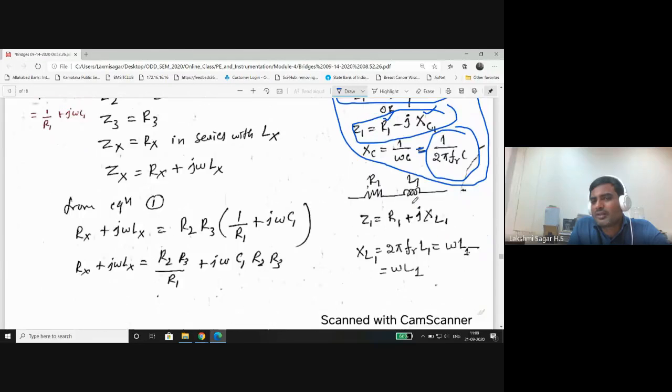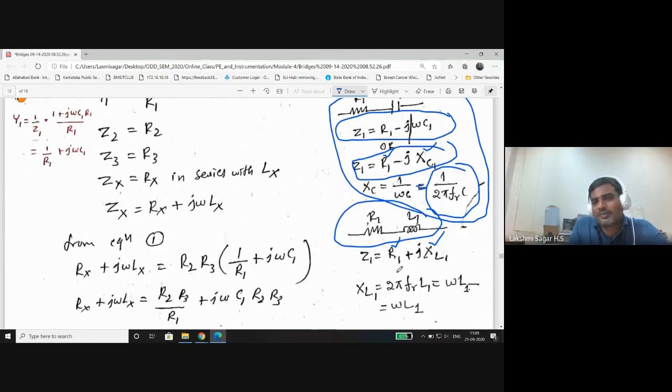Next we will consider if the resistance is connected in series with inductance. How do you represent it in terms of impedance? Z1 is equal to R1 plus jXL1. It has a resistance component plus a reactance component jXL1. What is XL1? 2 pi f L1. You can also represent it as omega L1. Omega is nothing but 2 pi f.